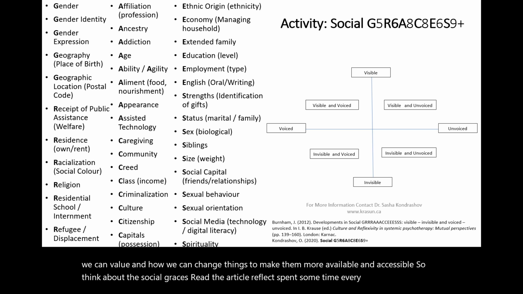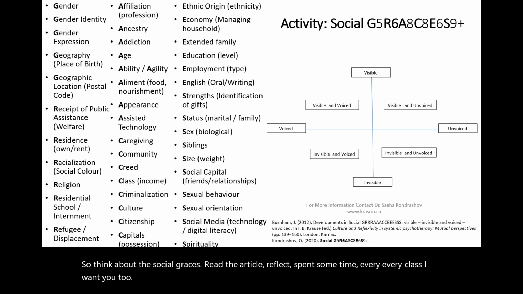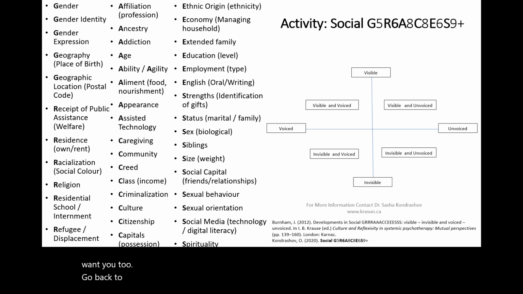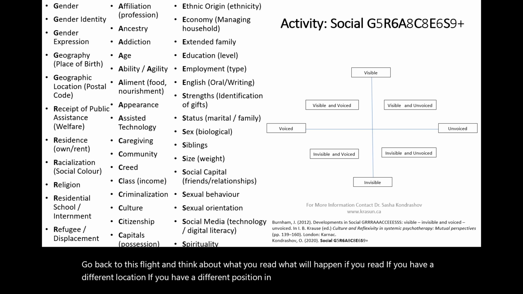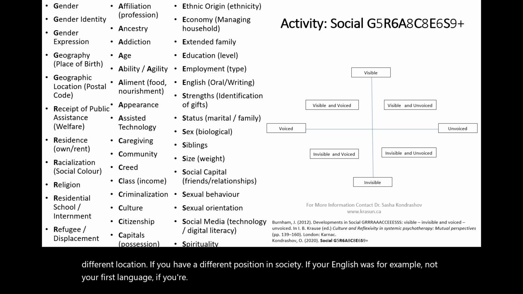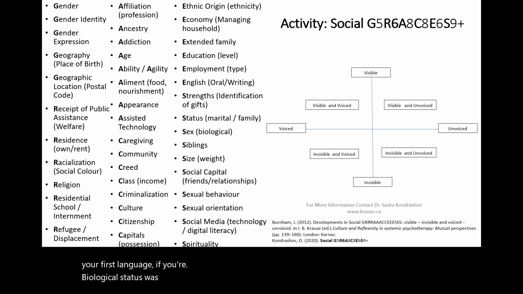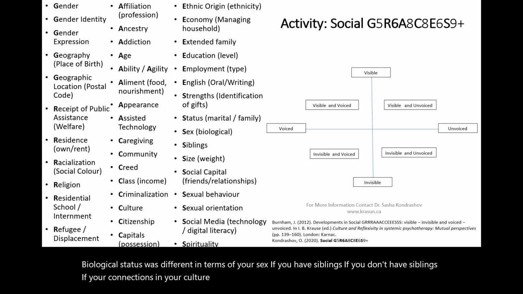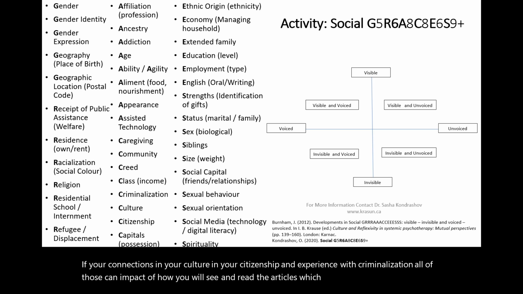Every class, I want you to go back to this slide and think about what you read. What will happen if you have a different location, if you have a different position in society, if your English was, for example, not your first language, if your biological status was different in terms of your sex, if you have siblings, if you don't have siblings, if your connections in your culture, in your citizenship and experience with criminalization, all of those can impact how you will see and read the articles which are part of this course and any other course.